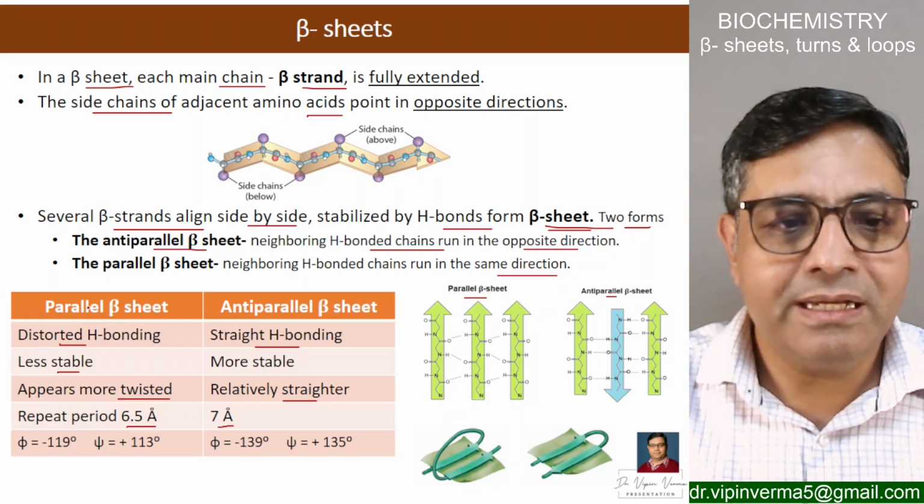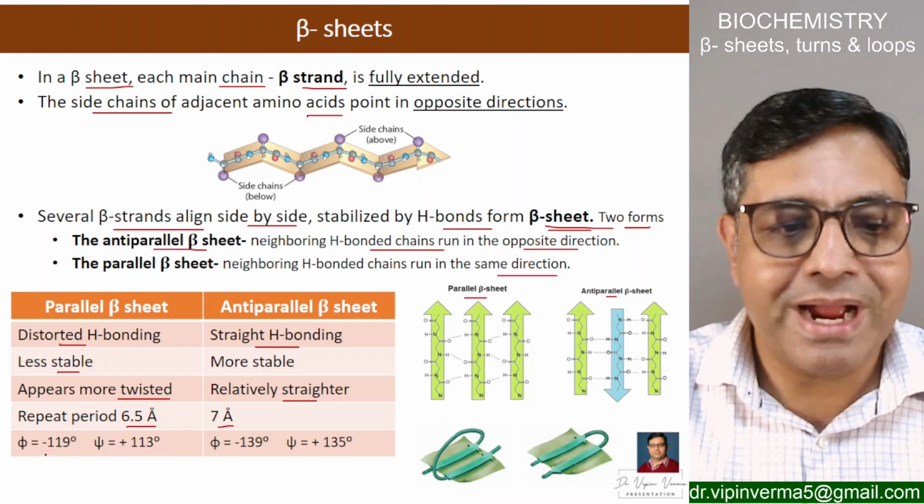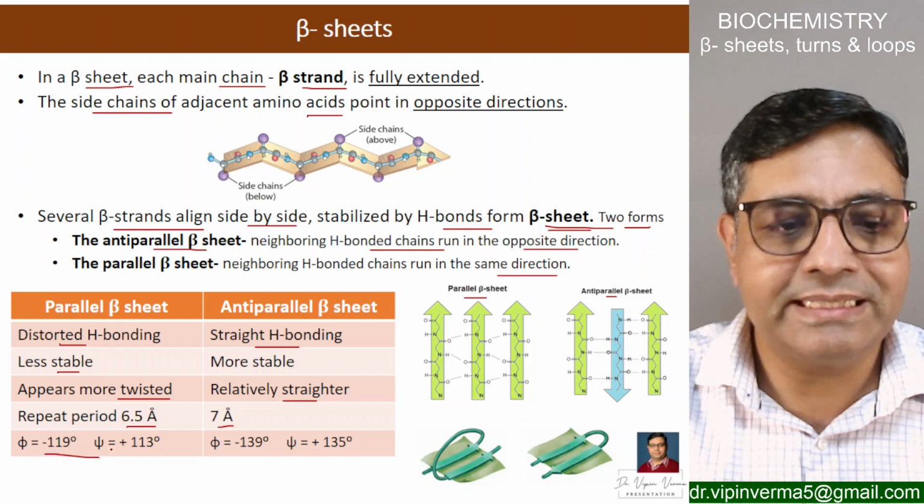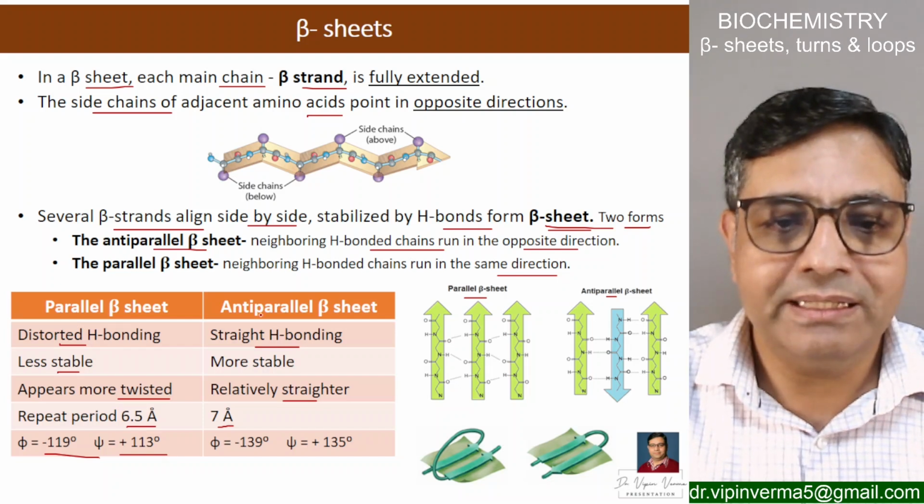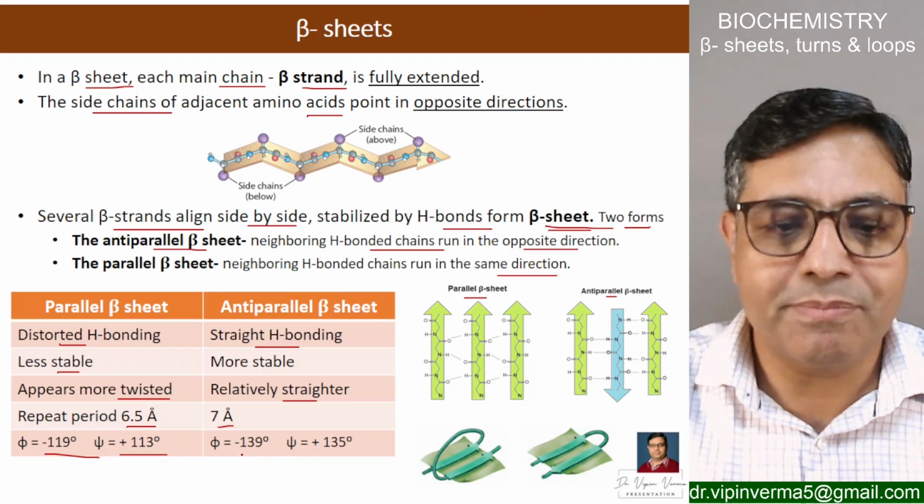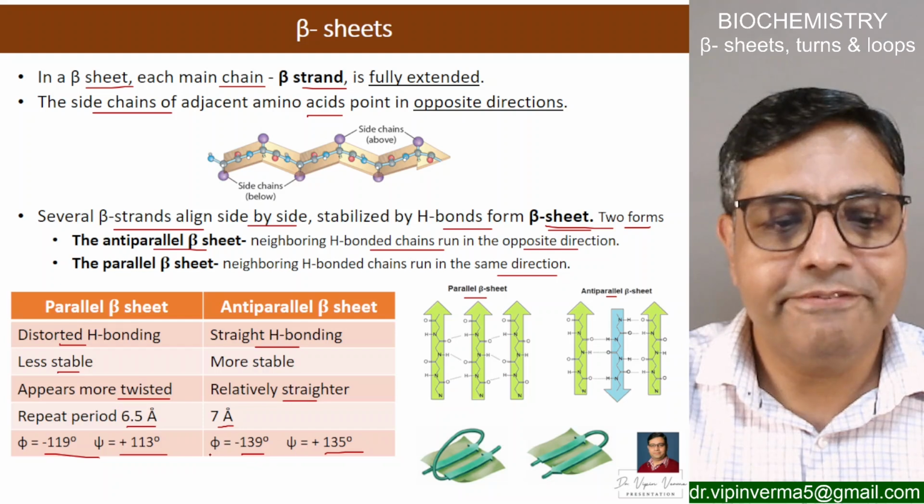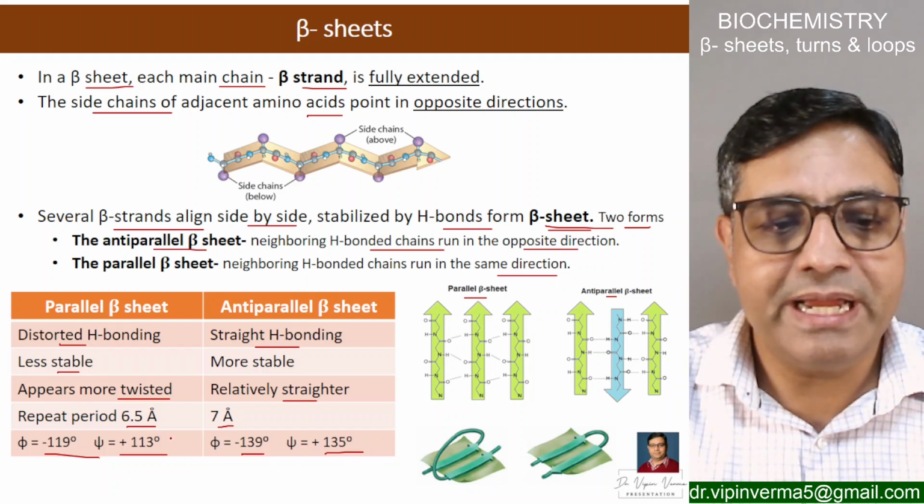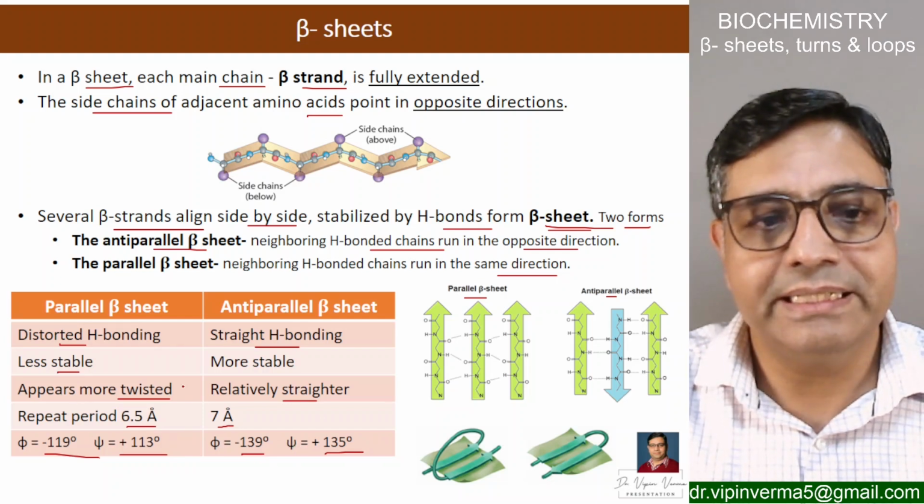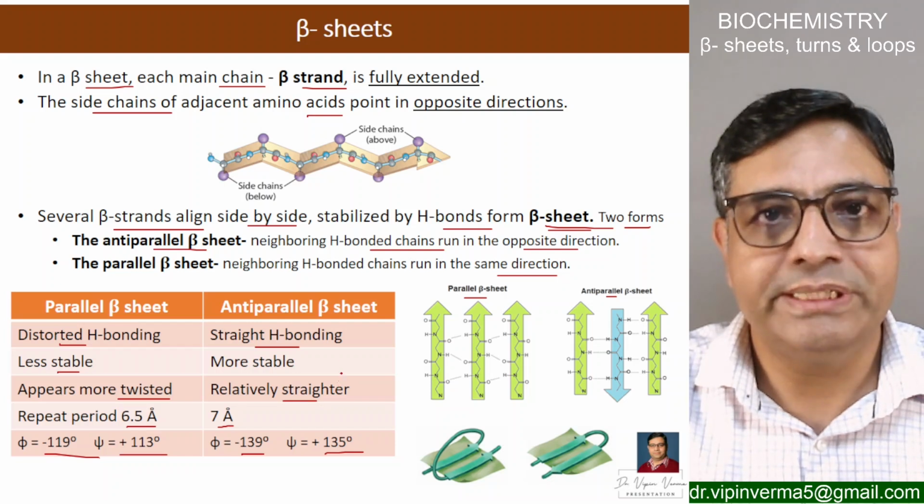The phi angle in parallel beta sheet is minus 119 degrees and psi angle is plus 113 degrees, while in the anti-parallel beta sheet, it is minus 139 degrees and plus 135 degrees. So you can see here the difference in the phi and the psi angles in this parallel and anti-parallel sheets.